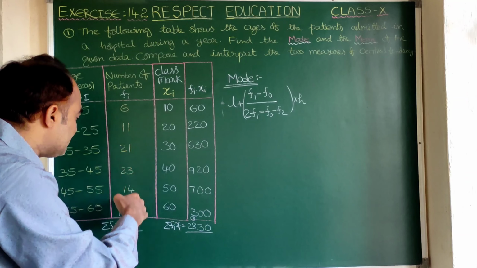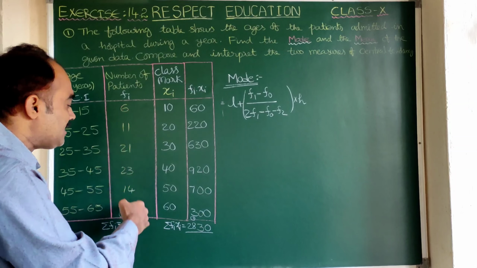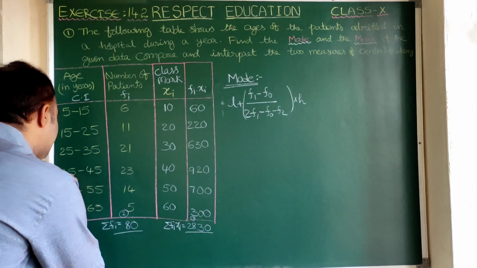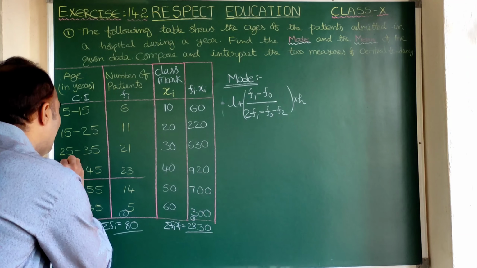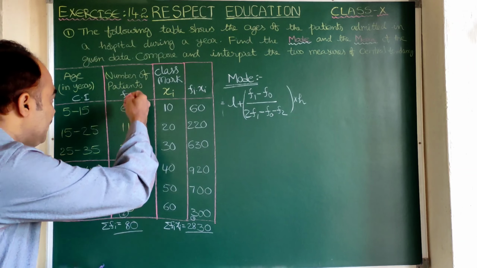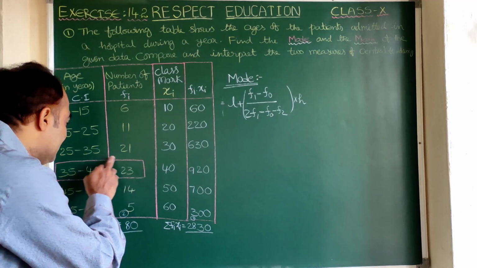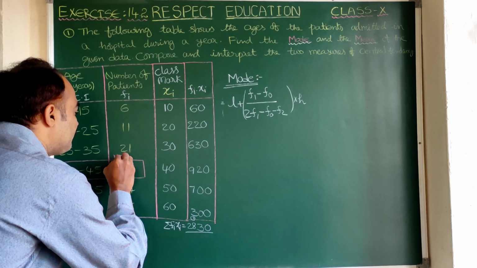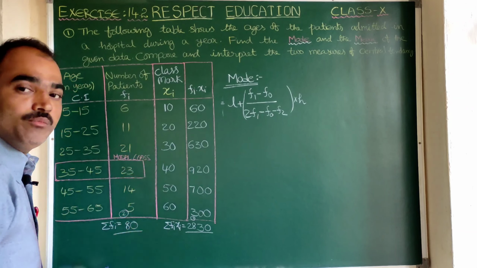Here in this list, which one is the maximum, the highest value? 23. That you round up. Where 23 is there, this you round up. This is called modal class. Is it clear? Where you get the highest value of frequency, that is called modal class. Here I am writing, this is modal class, from which we can find the mode.